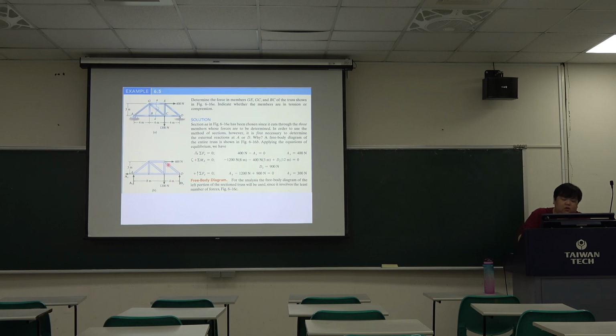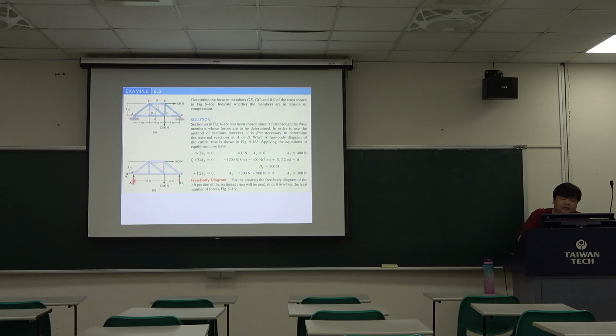And don't forget, we follow the right hand rule, so this force and this force let the point A get the negative moment, and this force lets the point A get the positive moment. Then Dy is equal to 900 Newton. Then we can also do the summation Fy equal to 0, and it is very easy to calculate that Ay is equal to 300 Newton. So this is the previous result.